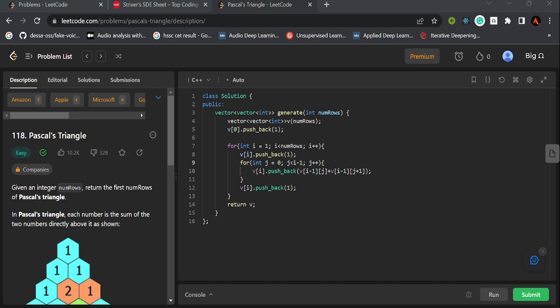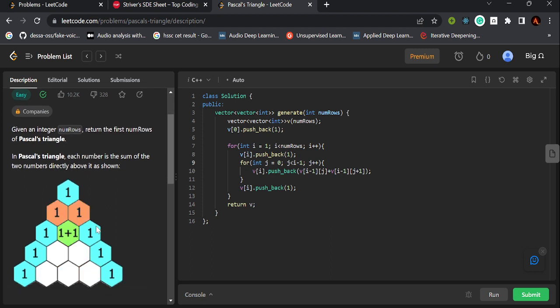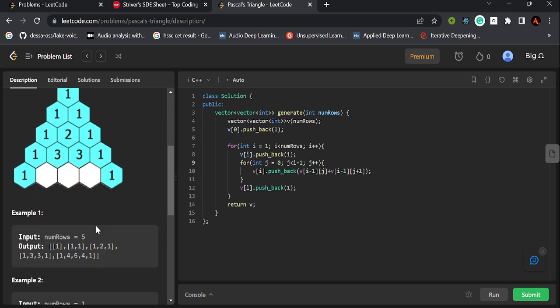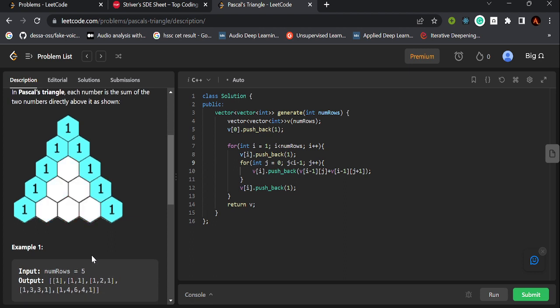The next question of this driver sheet will be the Pascal triangle. This is an easy problem. In this problem, we have to build up a tree-like structure. For example, the number of rows will be given to us. Like in example number one, we are given 5 rows.